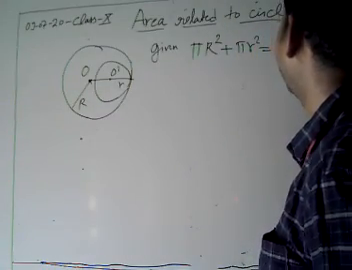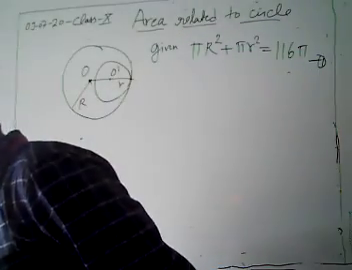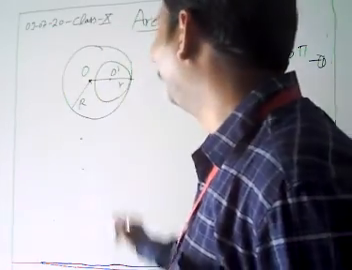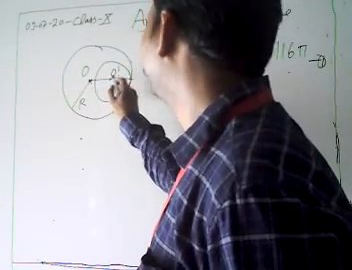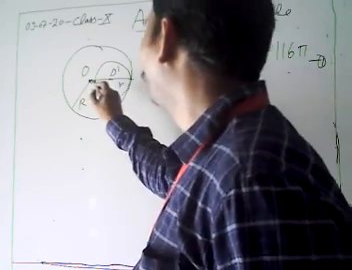116 pi, it's given there. First equation there. And the distance between their centers is 6 centimeter. And the distance between the centers, O O prime, is also given as 6 centimeter. What is our O O prime?